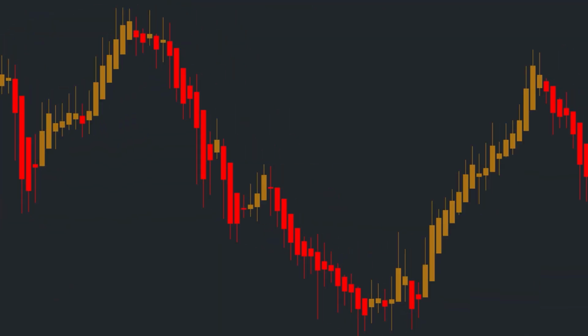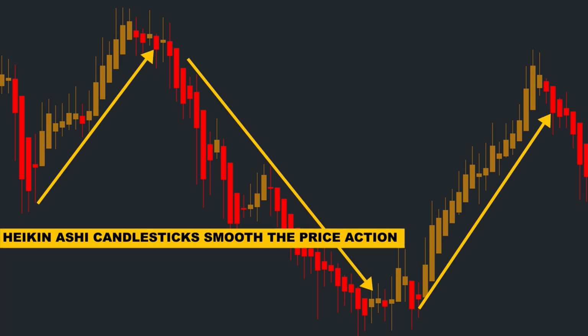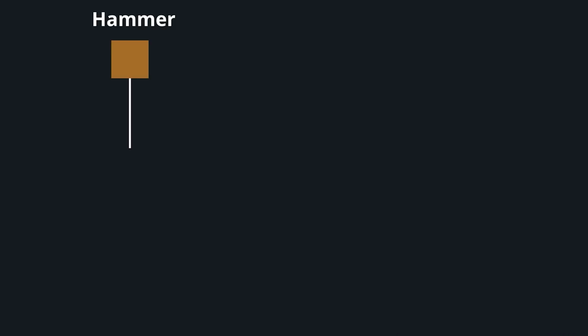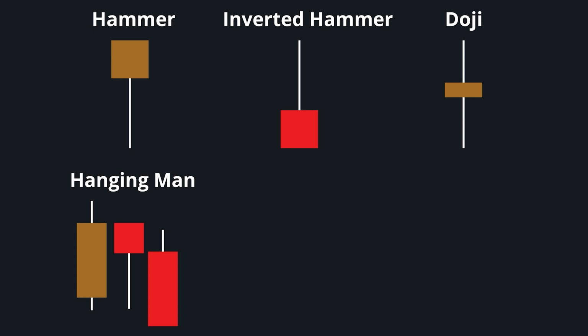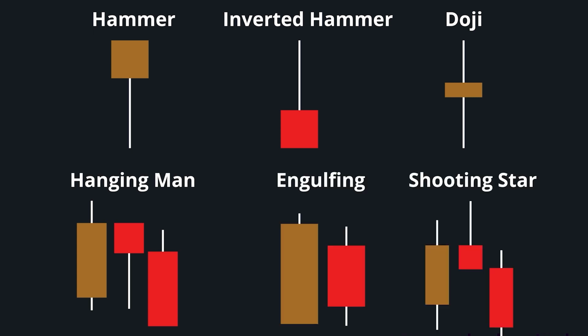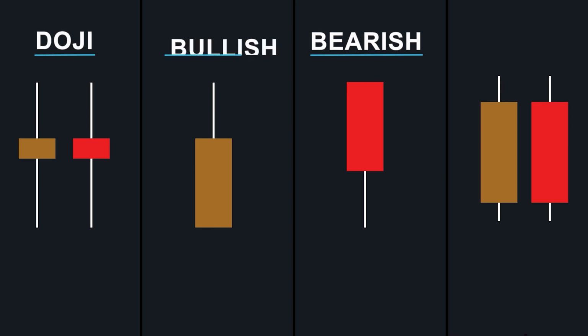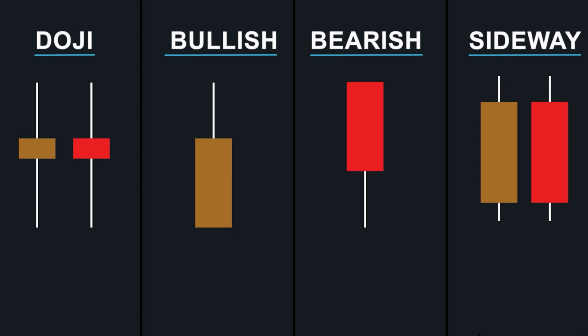The concept behind the Heikin Ashi candlesticks is to smooth the price action and reduce the market noise. You probably know a lot of regular Japanese candlestick patterns: hammer, inverted hammer, doji, hanging man, engulfing, shooting star. But in Heikin Ashi, there are few types of candlesticks. Doji candles have a small body or no body at all. Bearish Heikin Ashi candles have no top wick, and bullish candles have no bottom wick. Some Heikin Ashi candles have both lower and upper wicks.